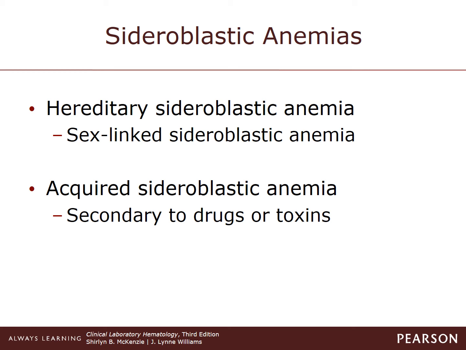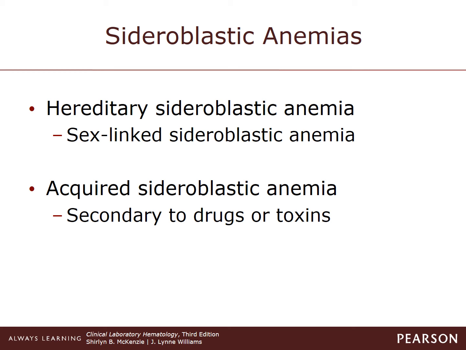The acquired type of sideroblastic anemia can be secondary to drugs or toxins, where here you're seeing a refractory anemia with ringed sideroblasts. This can be an acquired stem cell disorder as well, where you have interference with heme synthesis, and the other kind of toxin would be lead.